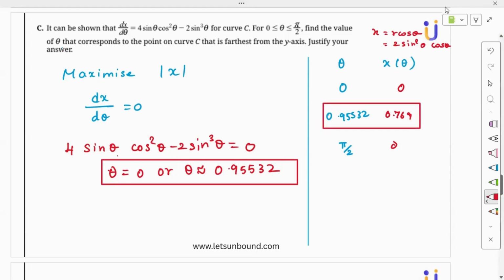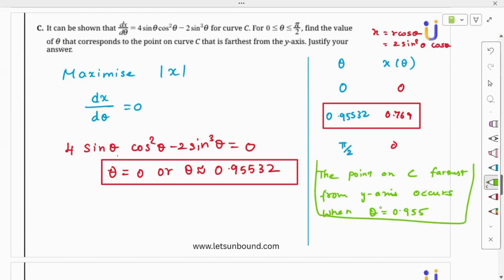And the point, let's justify our answer. The point on curve C that is farthest from the y-axis, this is what we are finding, right? From the y-axis, it occurs when your theta is 0.955 approximately. This is the final justification, final answer.